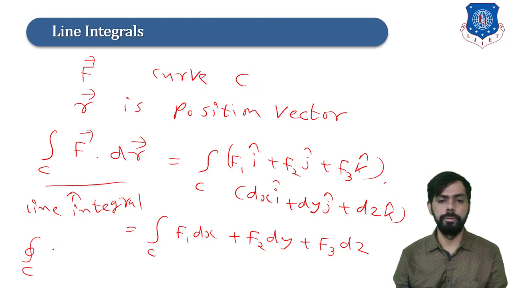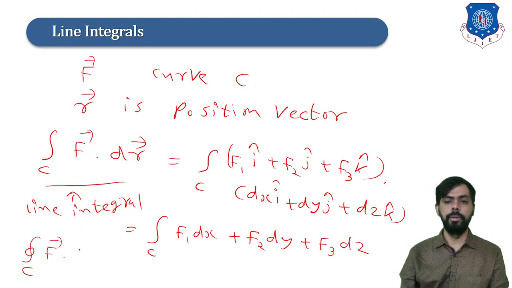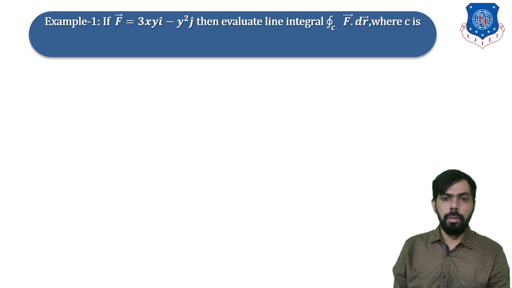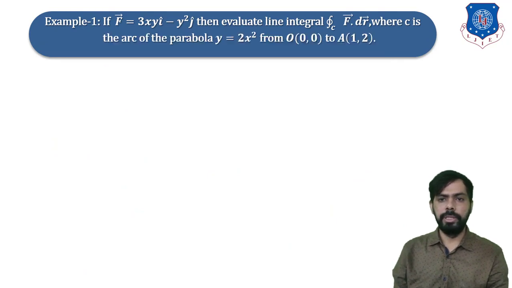Now we will discuss examples related to line integrals. If F is equal to 3xy i cap minus y square j cap, then evaluate the line integral over C of F dot dr, where C is the arc of the parabola y equal to 2x square from O, that is (0, 0), to A, that is (1, 2). So here we have to evaluate this line integral.